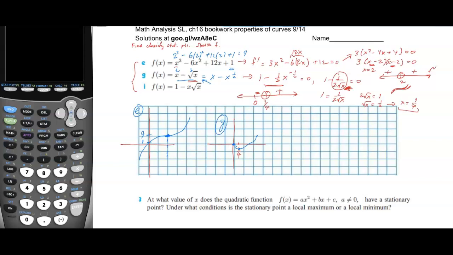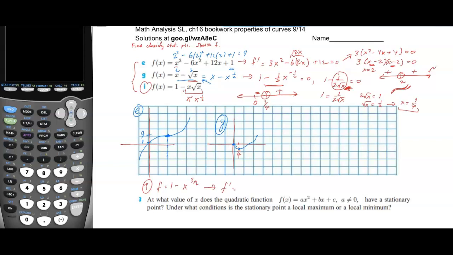Okay, and finally, let's do I. For I, we'll do it down here. And I has a function which is equal to 1 minus x to the 3/2. I rewrote this as x to the first times x to the 1/2, x to the 3/2. I'm going to take the derivative so that I can find the stationary points.